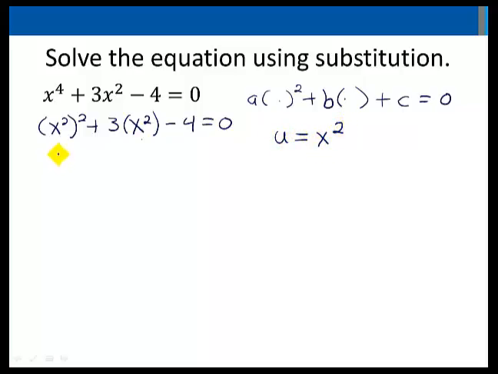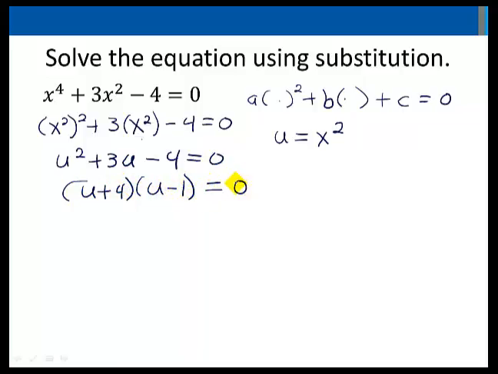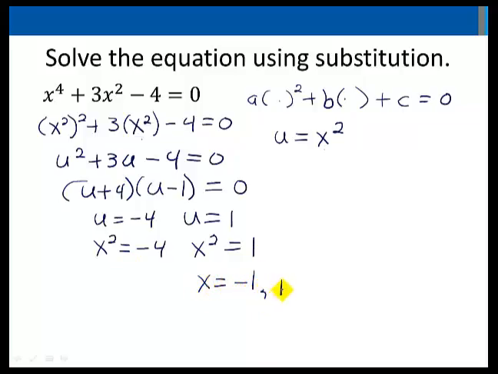and that gives me u squared plus 3u minus 4 equals 0, which factors into u plus 4 times u minus 1 equals 0. We set each factor equal to 0, resulting in u equals negative 4 and u equals 1. Remember, we're solving for x, not for u, so I will replace the u with x squared in each of these equations. x squared equals negative 4, x squared equals 1. x squared equals negative 4 has no real solution. x squared equals 1 has the solutions of negative 1 and positive 1. So our solution here is x equals negative 1 or positive 1.